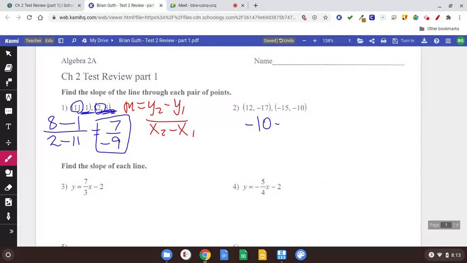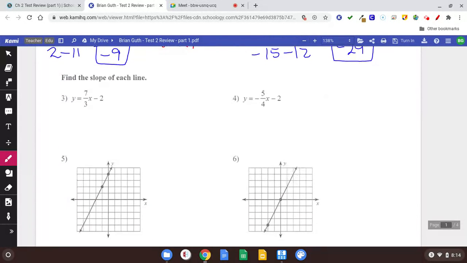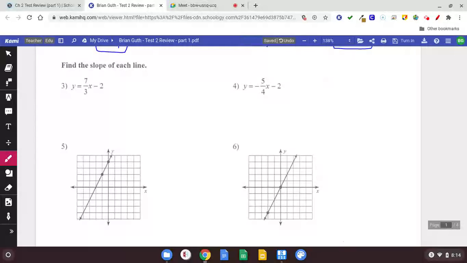y2 minus y1, notice it's minus negative there, over x2 minus x1. Minus negative is going to add the opposite. Negative 10 plus 17 is 7. Negative 15 minus 12 is negative 29. We would reduce it if we had to, but that's already reduced. There's your slope. Number 3, find the slope.